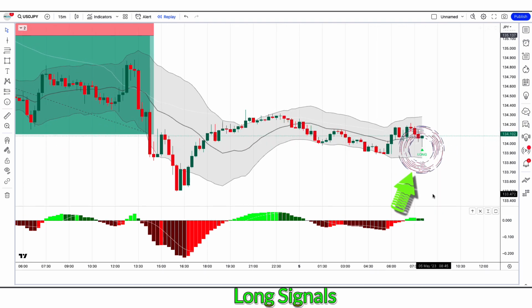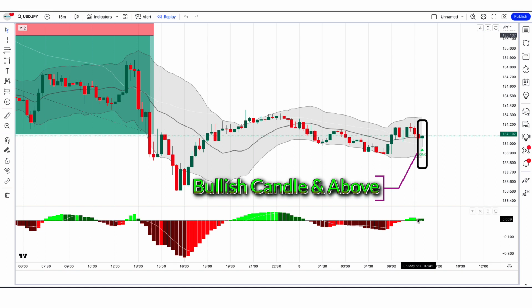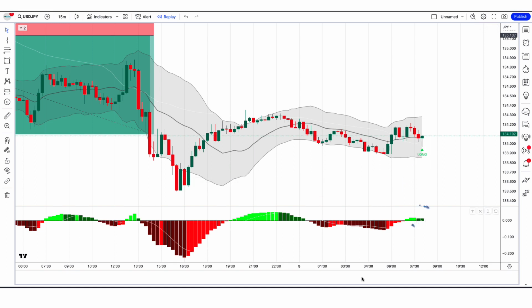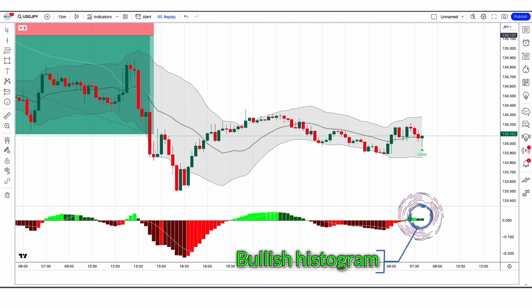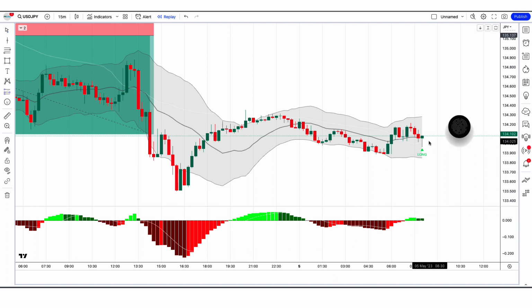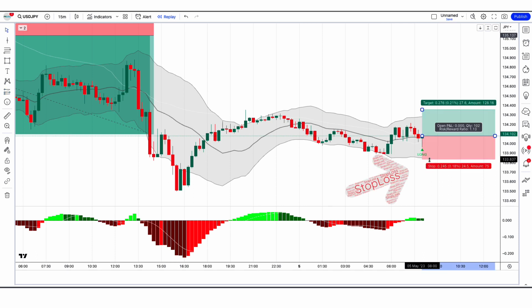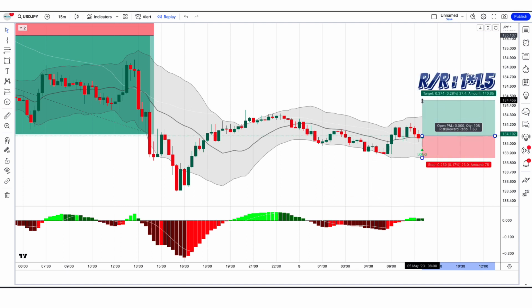When the MA pullback indicator has given us long signals, when the market forms a bullish candle and above the middle line, the MACD RSI indicator of histogram should be bullish histogram. If this condition is fulfilled, then we will place buy order. Our stop loss will be placed at the VWMA Keltner bands indicator of lower bands line. And the risk to reward ratio will be 1 to 1.5.